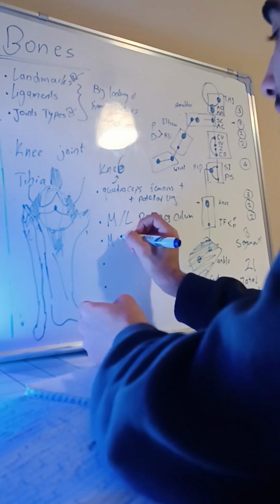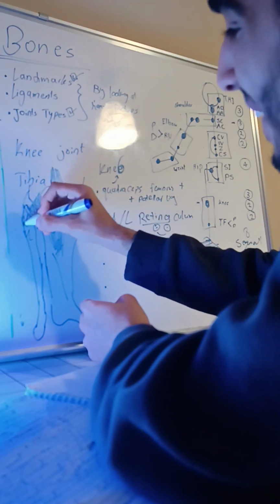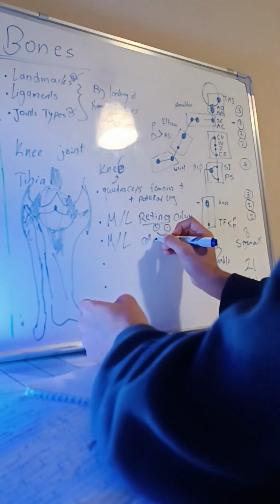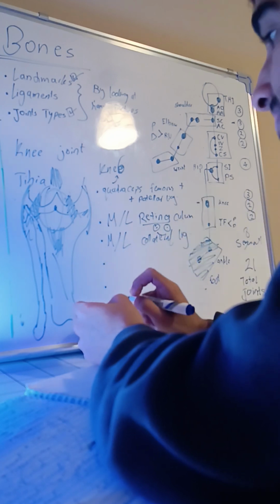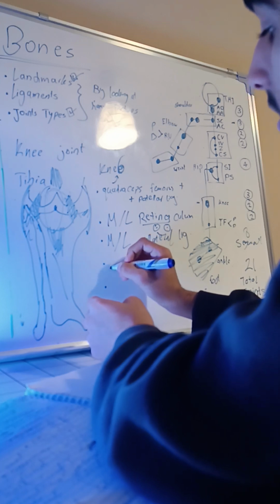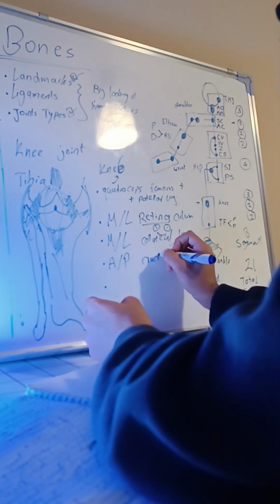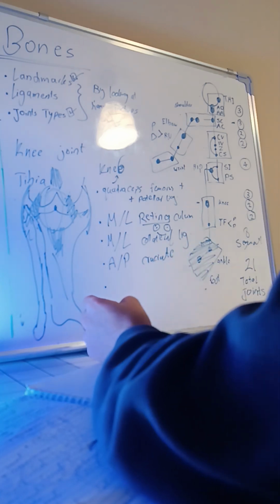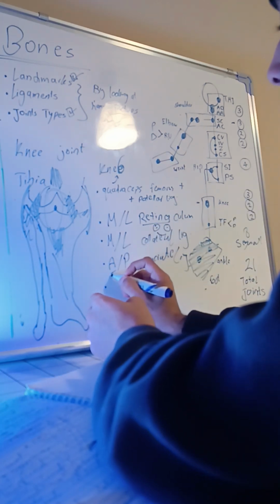And next we're gonna have the medial and lateral collateral ligament, which is here. Collateral ligaments. What else can we have? We can have the anterior and posterior cruciate ligament. Cruciate ligament. So it's called anterior and posterior.